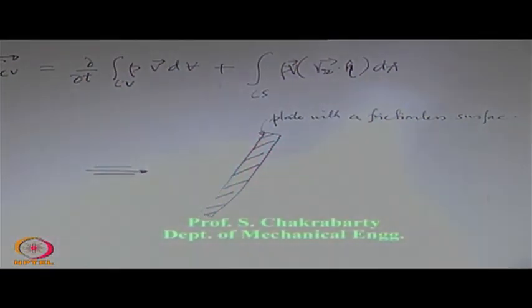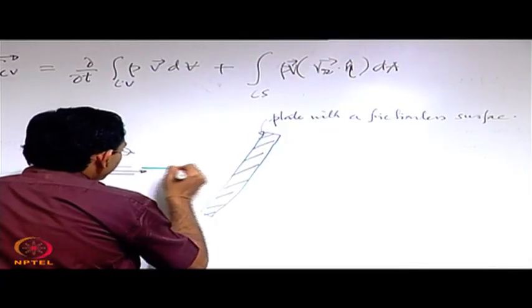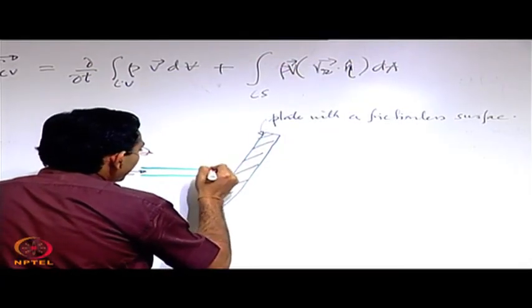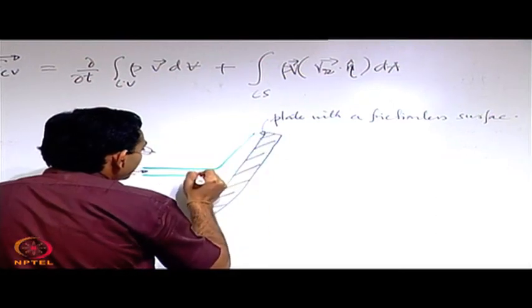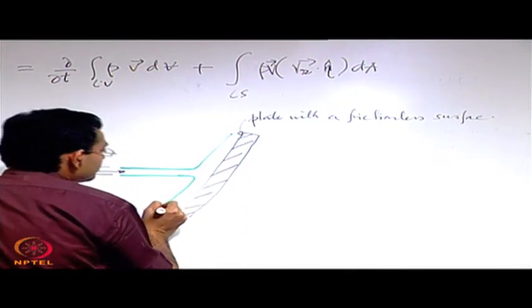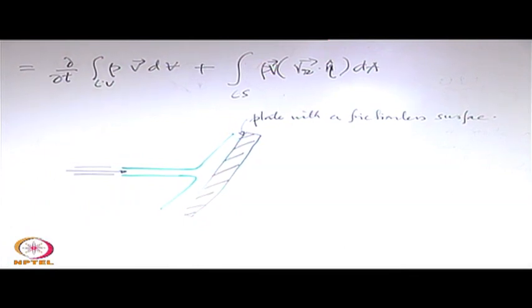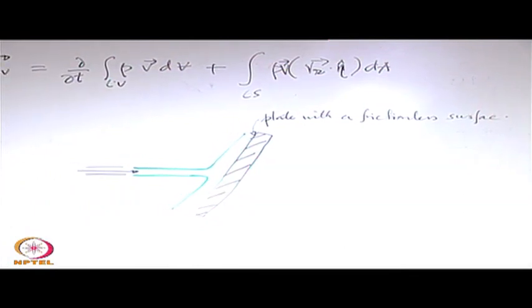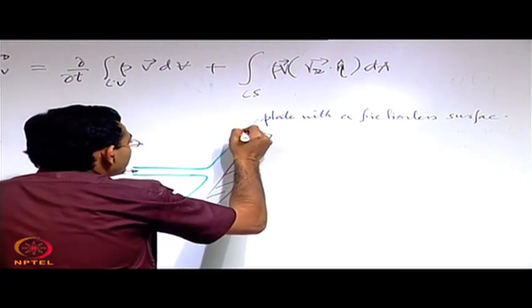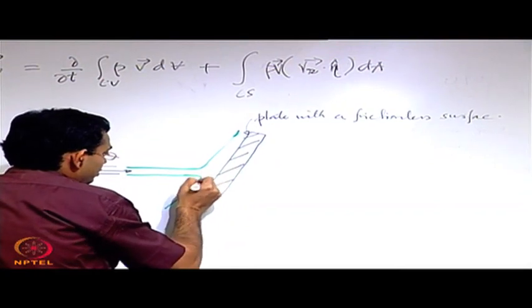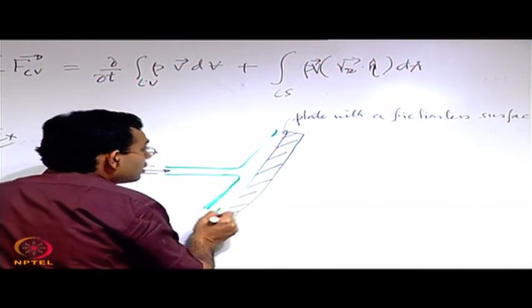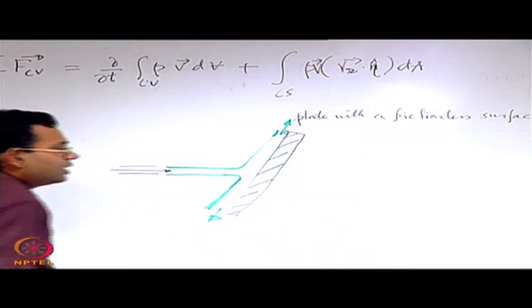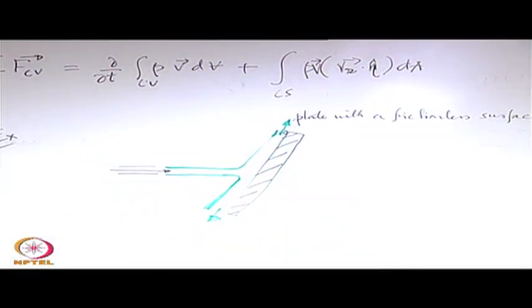So what happens to the water? The water extreme streamlines come like that, and water leaves across the ends of the plate in this way.